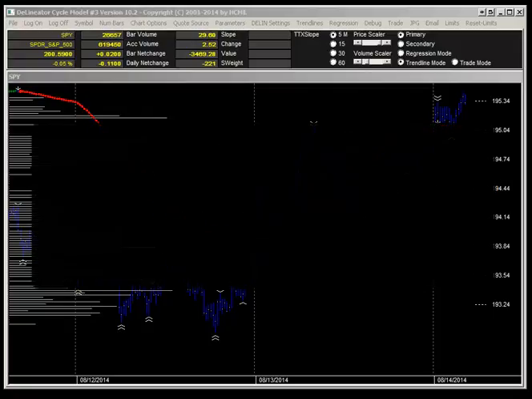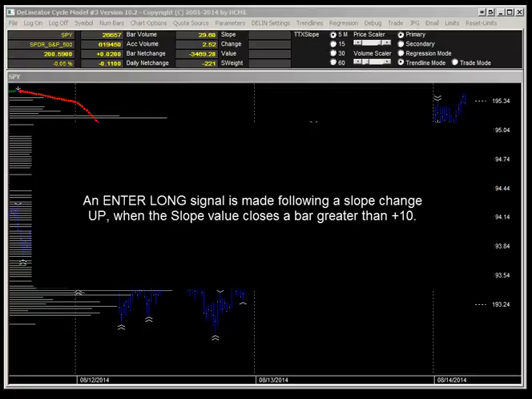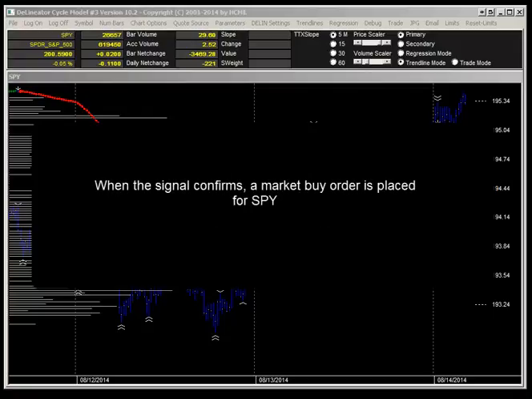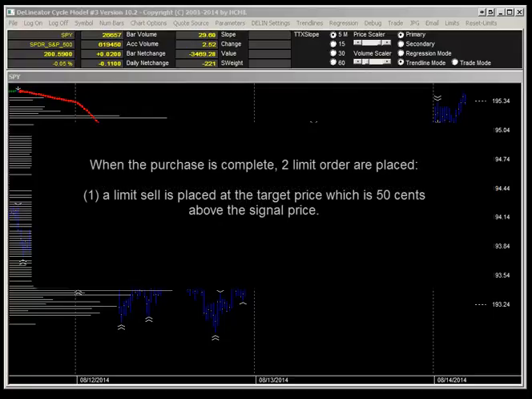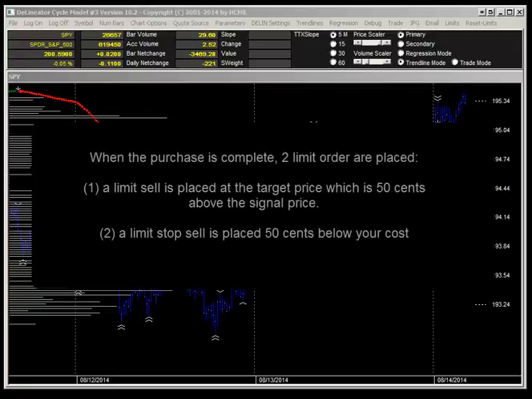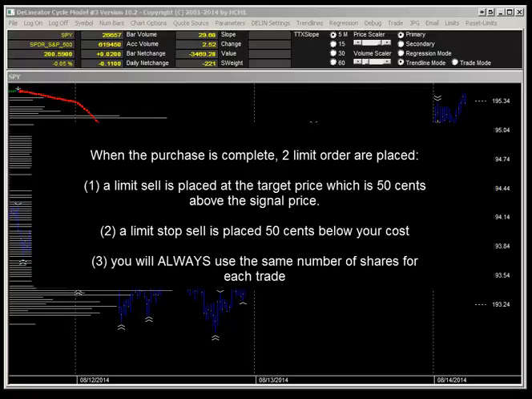Okay, so second is execution. An enter long is made at the slope change up signal on the 5-minute delineator when the slope value closes a bar greater than plus 10. A market buy order is placed at that moment for SPY at the time the signal confirms. When the purchase is complete, two limit orders are then placed. Number one, a limit sell at the target price, which is 50 cents above the signal price. Number two, a limit stop sell is placed 50 cents below your cost. And number three, you will always use the same number of shares for each and every trade.